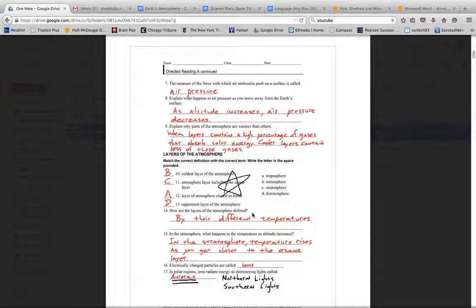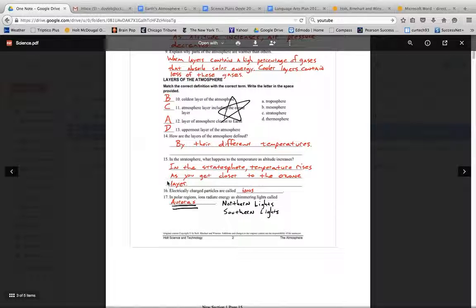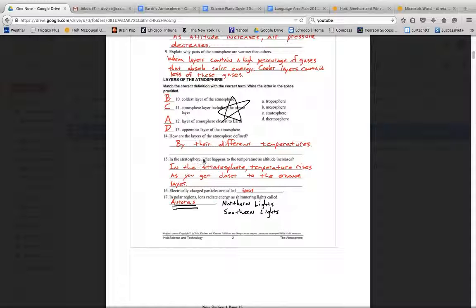14, how are the layers of the atmosphere defined? They are defined by their different temperatures. So each of these 4 layers has a different temperature. 15, in the stratosphere, what happens to the temperature as altitude increases? In the stratosphere, temperature rises as you get closer to the ozone layer. So as you're going up through the stratosphere, it actually gets warmer, warmer, warmer, warmer.